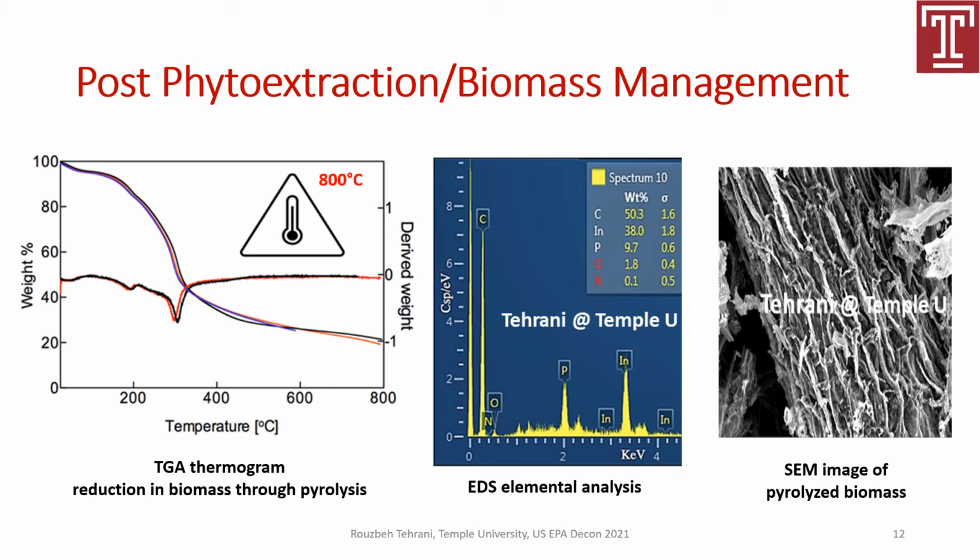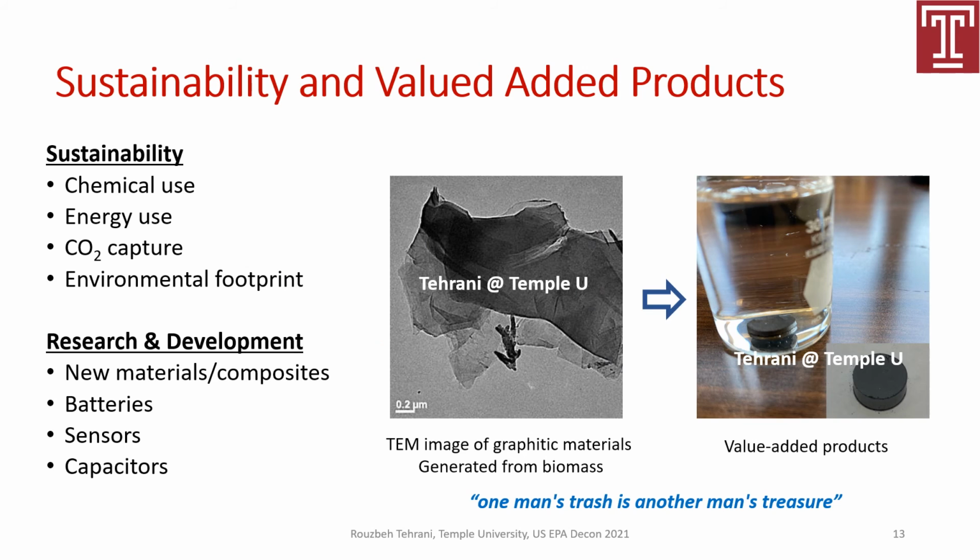In this project, our aim was to capture indium, a strategic element, from electronic waste. We were able to accumulate high concentrations of indium in the plant biomass, and consequently we were able to make a new graphitic indium composite with certain properties that were fit for sensing and possibly capacitors. So your waste could be our treasure. We have been using plant biomass for various applications after remediation.